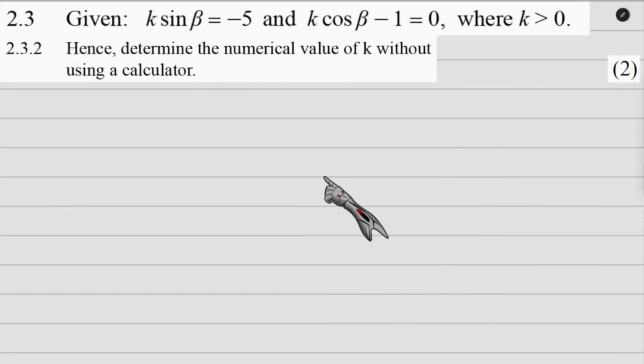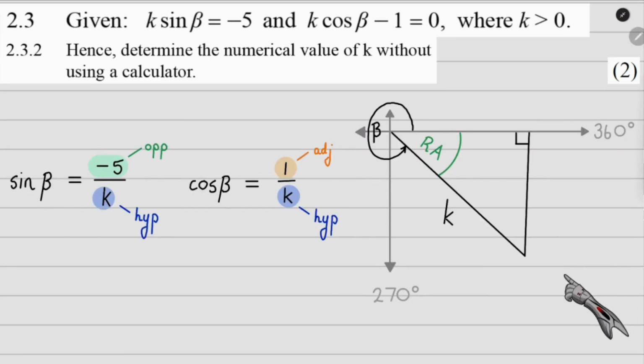And wrapping up 2.3, we are asked to determine the numerical value of k without using a calculator. So we're going to have to do some Pythagoras to pull this off. And to actually understand what you're doing, I'm going to draw the diagram for you. You don't have to, but it's good to see it in your head. And just in case you're curious on how we're going to draw this.